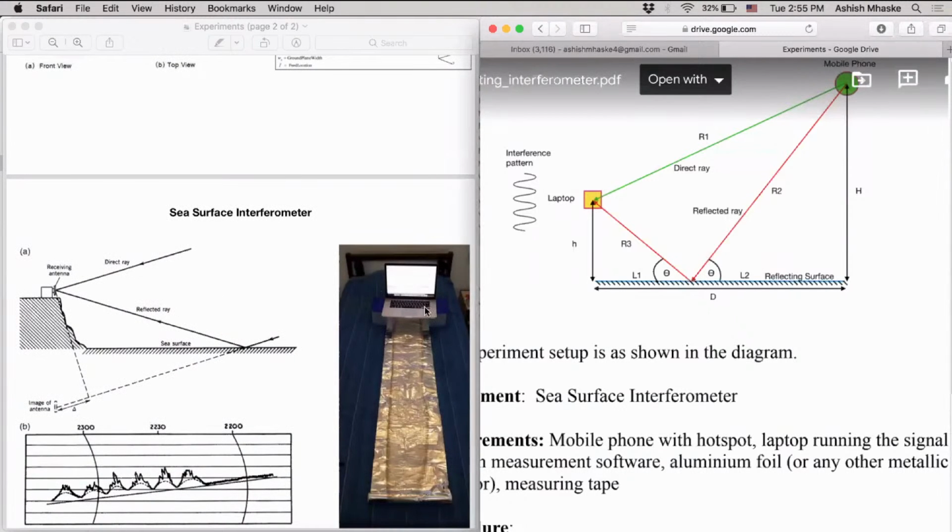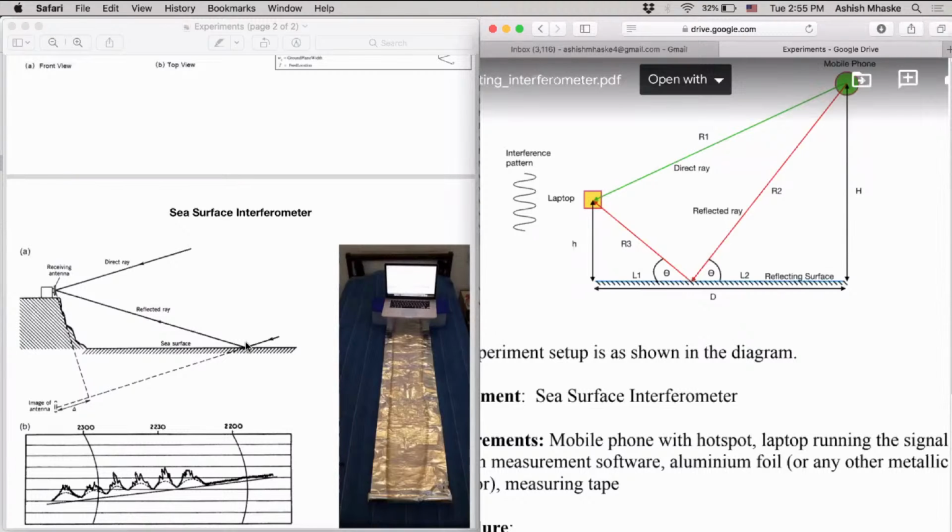So, any questions related to this experiment? Here, if water is placed on the ground instead of aluminum foil, will it work or not? Yeah, you can do that, except just be careful about what frequency you are operating at and how much absorption water has. It may not be a good reflector at all those frequencies, so just be careful about that.